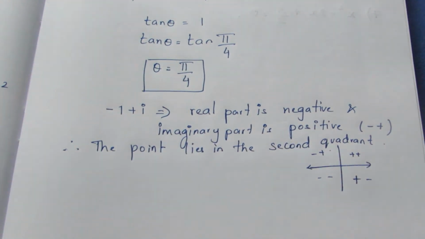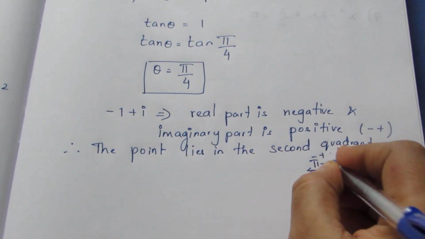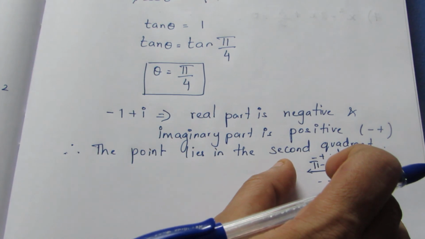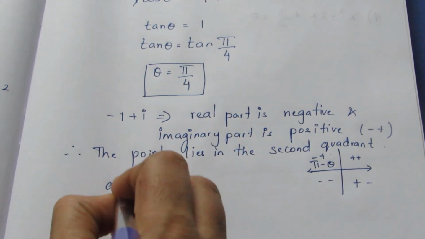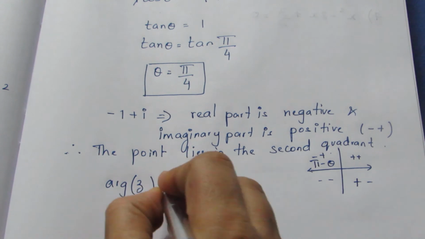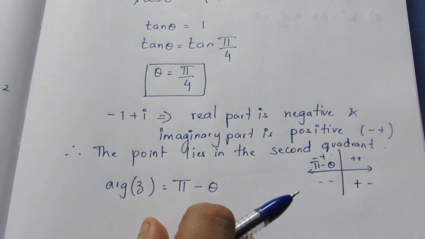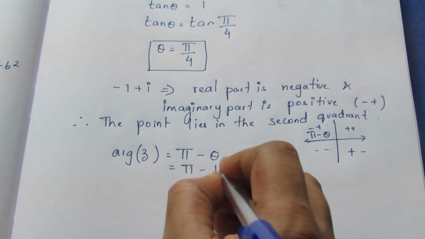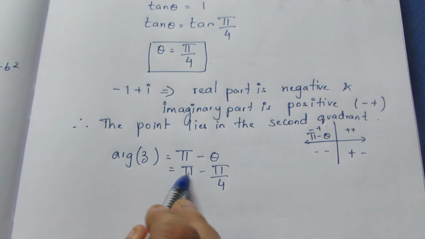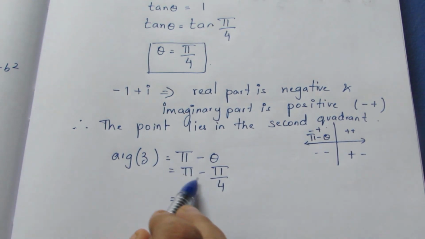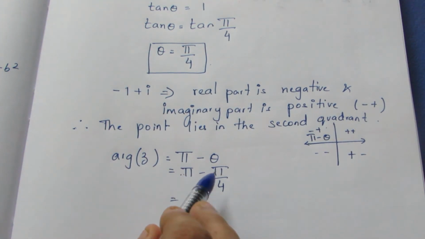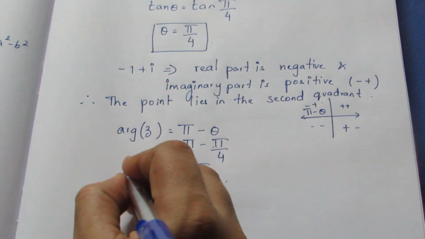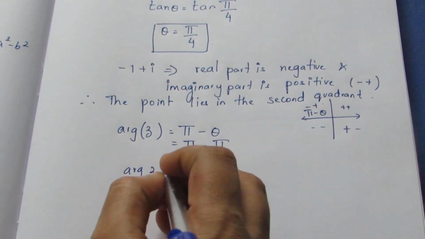In the second quadrant the formula will be pi minus theta. So I am going to substitute pi minus theta to find the argument of z. Pi minus theta is the formula I need to use. We know that the theta value is pi by 4. So just substitute the value over here. Take LCM, directly multiply this because of 1 in the denominator. If I multiply, it becomes 4 pi minus pi, which is 3 pi by 4. So your argument of z will be 3 pi by 4.